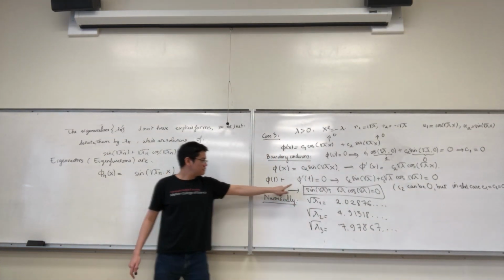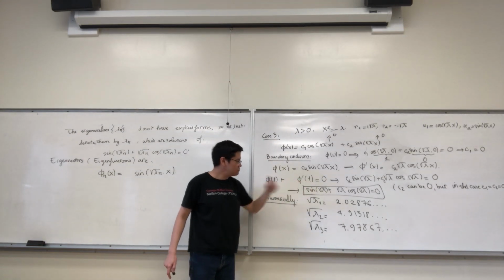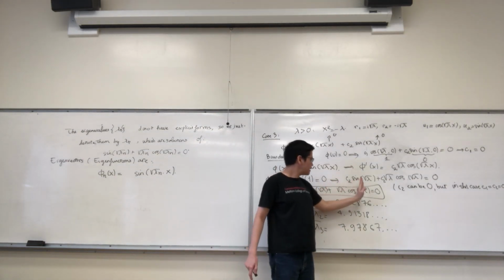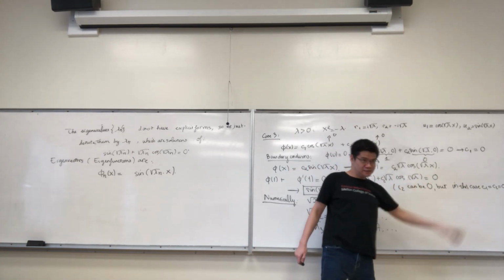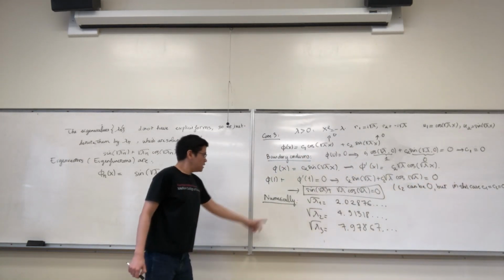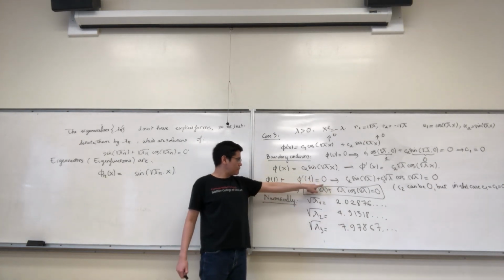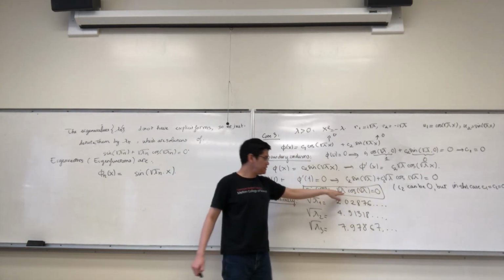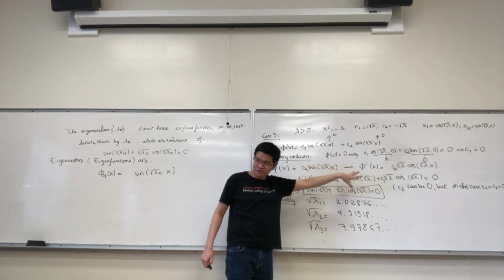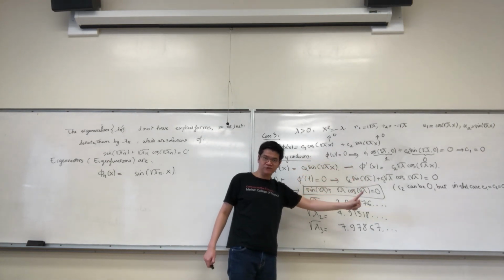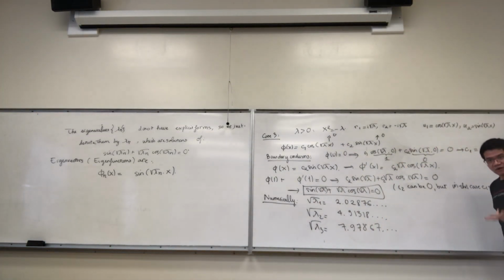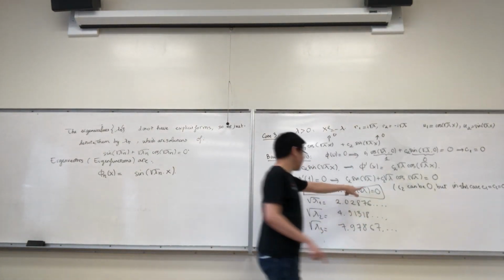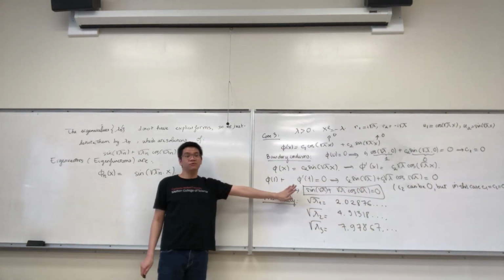So you have phi(1) plus phi prime(1) is 0. So I have C2 times sine square root of lambda plus C2 square root of lambda cosine square root of lambda is 0. All right? So which means that C2 times this is 0, but I don't accept C2 to be 0, because if C2 and C1 are both 0, you have a trivial solution. And if the solution is trivial, this is not an eigenfunction or eigenvector, right? So basically this is the equation that we have. But we cannot go further than that.